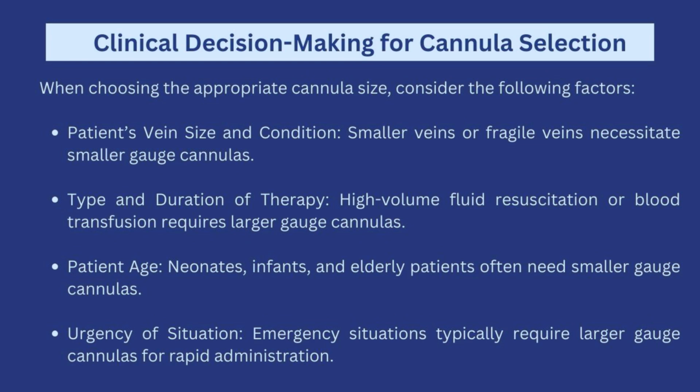Another thing to consider is the type of therapy and how long that therapy is going to last, that is the duration. You also consider the patient's age. You remember that when I was talking about these different IV cannulas, there are some that were specifically for people of certain age brackets. Then the urgency of the situation is also considered before choosing what type of IV cannula to use.